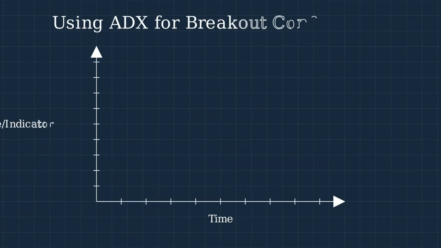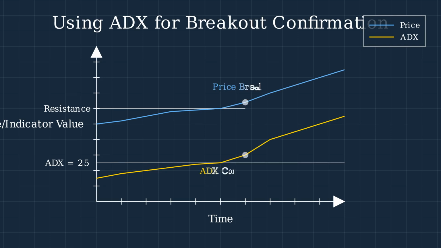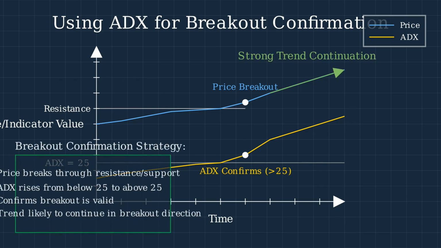Another valuable strategy involves using ADX for breakout confirmation. When ADX rises from below 25 to above 25, it can confirm that a price breakout is valid and likely to continue. Here we see price approaching resistance, while ADX is below the 25 threshold. When price breaks through resistance and ADX simultaneously rises above 25, it signals a strong breakout that's likely to continue.